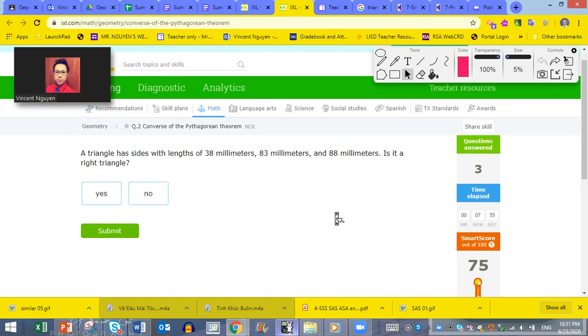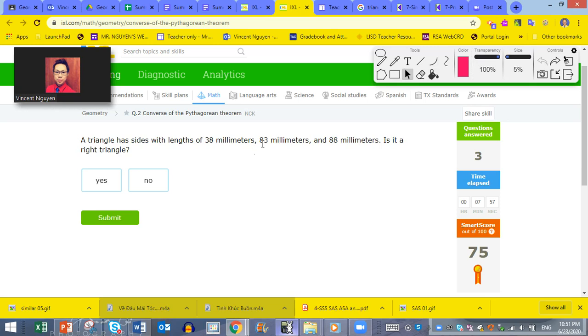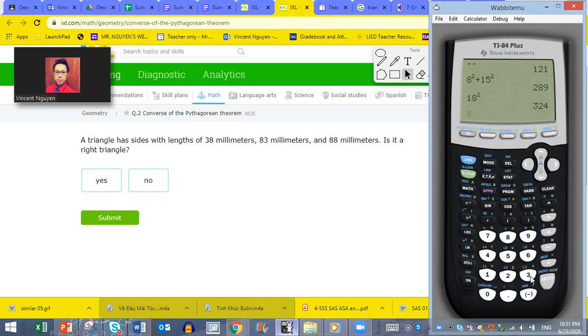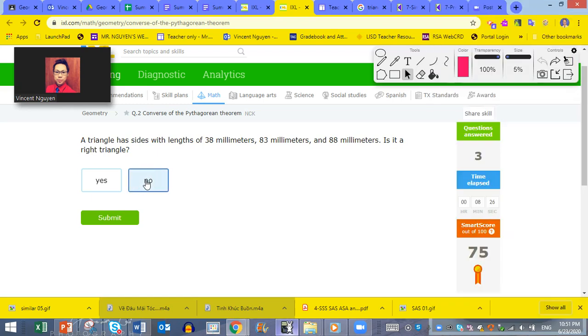All right, so this one we have 38, 83, and 88. Okay, 38 and 83 are the shorter ones, right? So we're going to do 38 squared plus 83 squared. Ooh, these are going to be some big numbers. 88 squared equals 9,000 something. And then we're going to do 88 squared to see what we get. They're not equal, so no, it's not a right triangle.